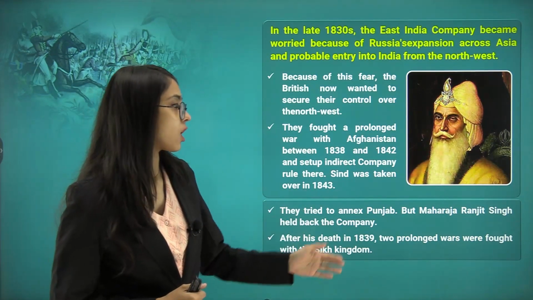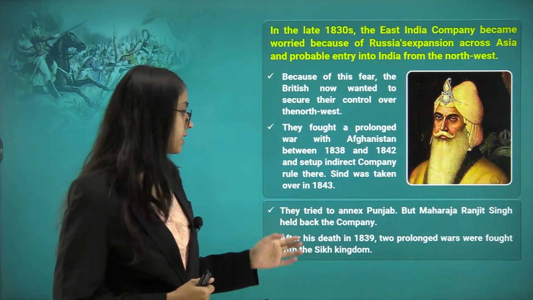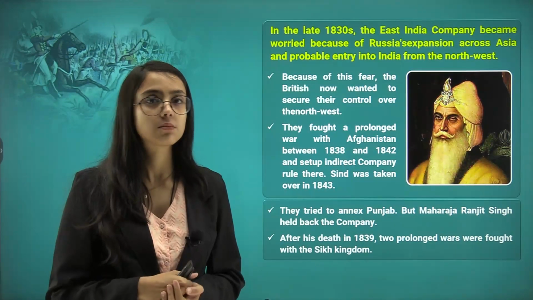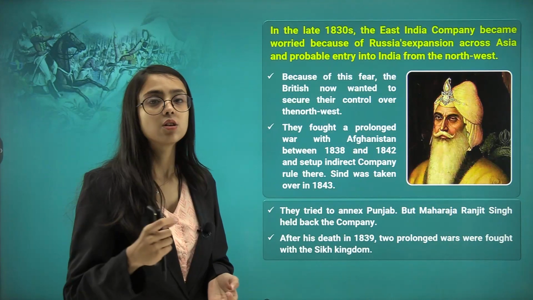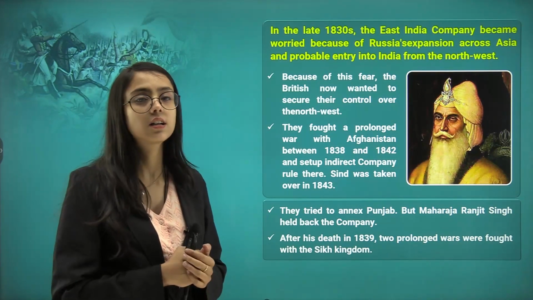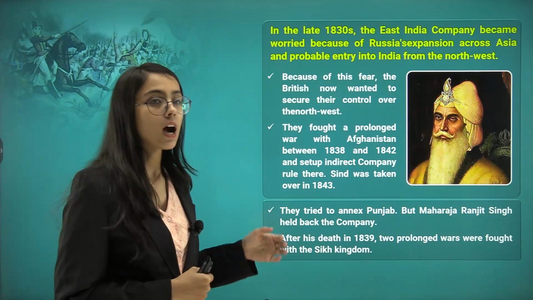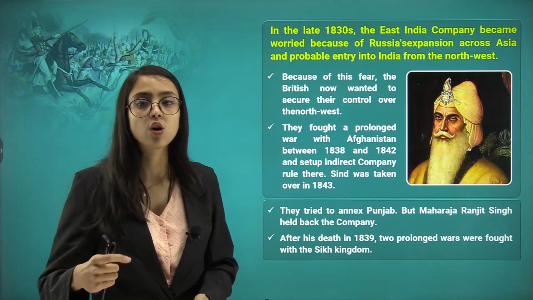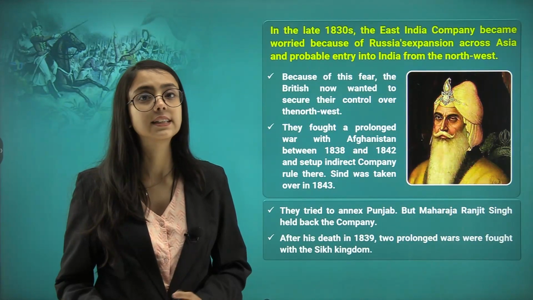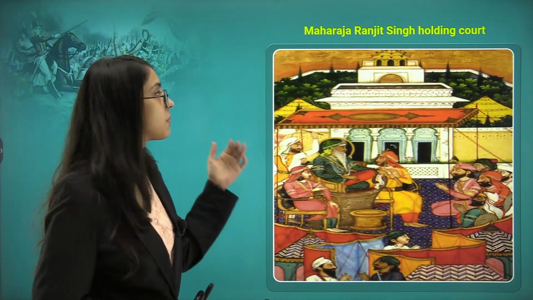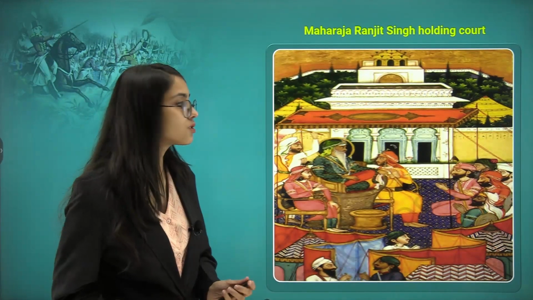They tried to annex Punjab, but Maharaja Ranjit Singh held back the company. They tried to conquer Punjab as well, but the Sikh ruler Maharaja Ranjit Singh was so resistant that he did not let that happen. After his death in 1839, two prolonged wars were fought with the Sikh kingdom as well. Here is an image of Maharaja Ranjit Singh holding his coat.